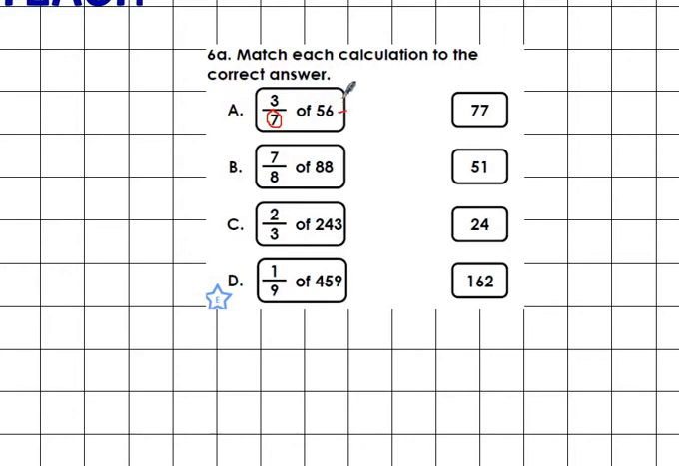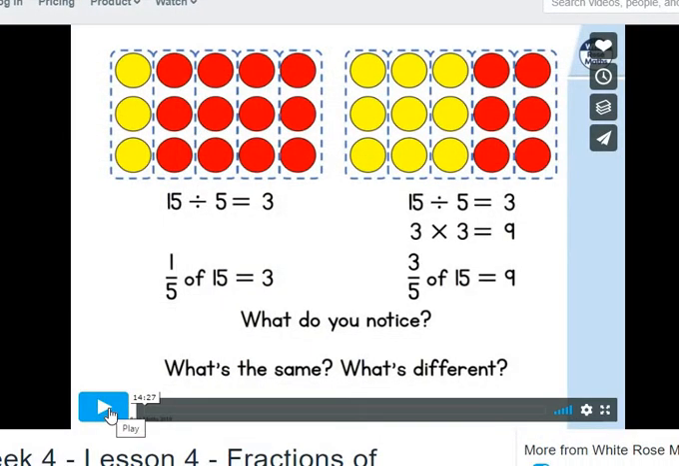So example 56 divided by 7, and you need to times the numerator. Okay, so you got the numerator here, 3. So you get whatever your answer is times by 3. And you follow that process for all of these. So 88 divided by 8 times by 7, 243 divided by 3 times by 2, and 459 divided by 9 times by 1. Today we're going to have a look at learning the White Rose Maths questions, and this will help you with your questions today.